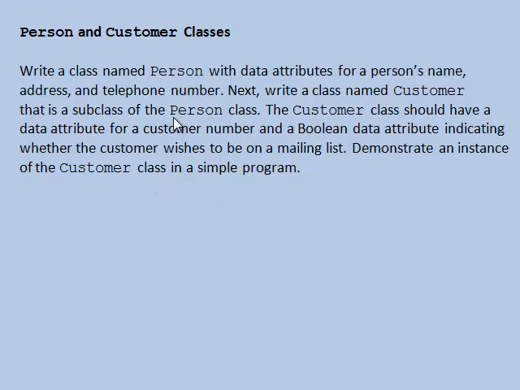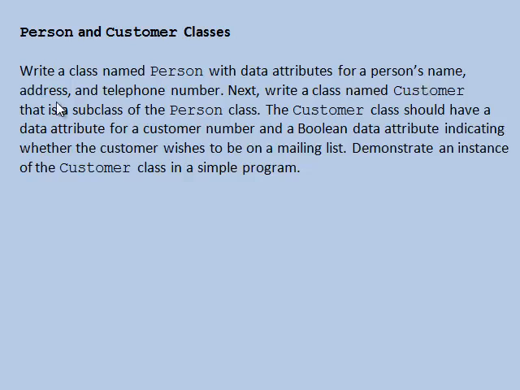So we have two classes, person, which is a superclass. Now the person class is going to contain all of the general attributes of a person, namely the person's name, address, and telephone number. And then we're going to write a subclass named customer. So the customer class is going to inherit from the person class.